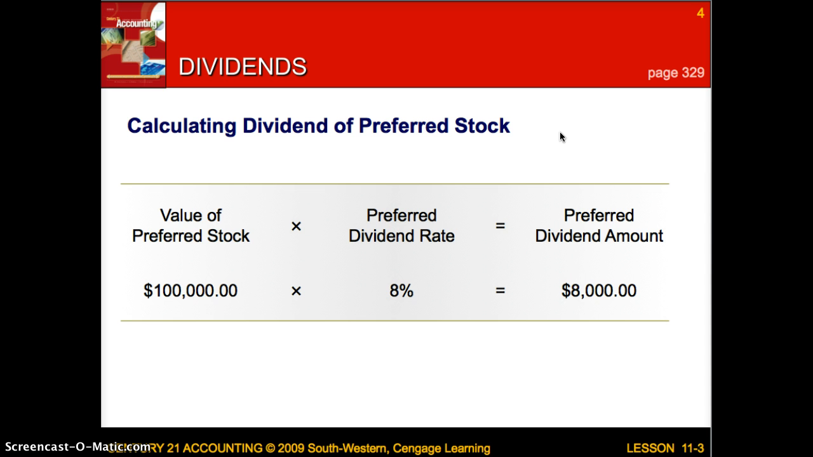The next thing we need to do is calculate a dividend of preferred stock. So figure out what our value is times our dividend rate, and that will give us our dividend amount. So we had 100,000 in our value. That was our number of shares times our par value. That got us 100,000 value of preferred stock. If we take that times our preferred dividend rate, which has already been figured out for us, we know that we have a preferred dividend amount of $8,000. So that's what we are allowed to give out just in preferred stock.